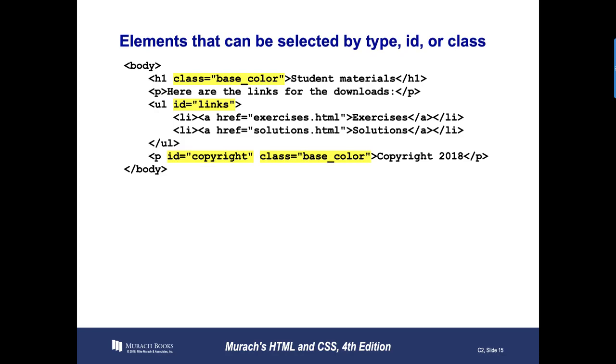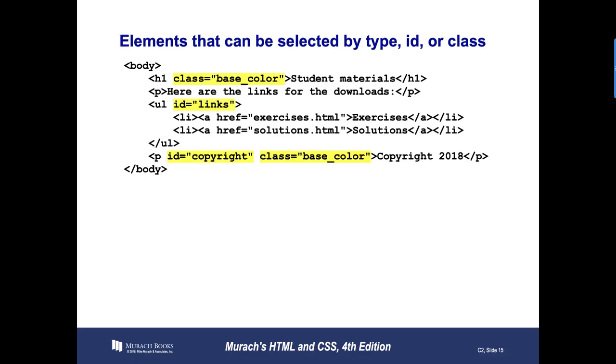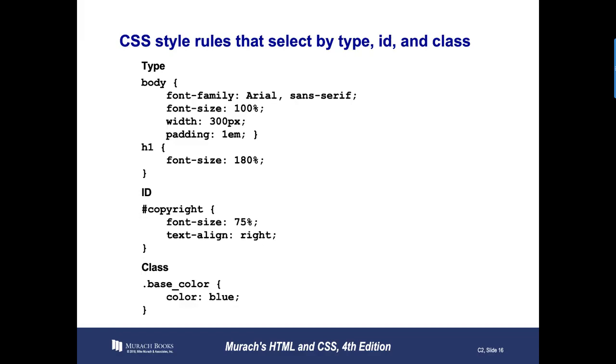So I'm going to go back and forth between these two slides. So H1 class base color. Let's look at the style sheet. Now, look at the bottom of the slide. You see something dot base underscore color. Dot is how you specify a class selector in CSS. So look here, class equals base underscore color, and on the CSS file, dot base underscore color. You got that? All right, write that down.